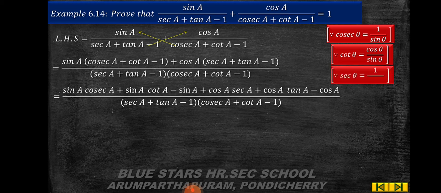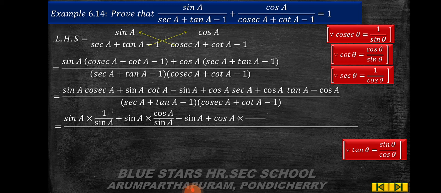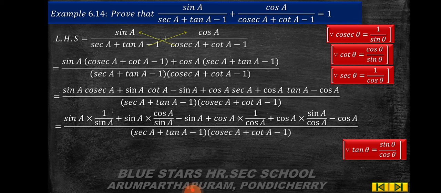Then secant theta is equal to 1 by cos theta and tan theta is equal to sin theta by cos theta. So substitute those values in the equation. You get sin A into 1 by sin A plus sin A into cos A by sin A minus sin A plus cos A into 1 by cos A plus cos A into sin A by cos A minus cos A, divided by secant A plus tan A minus 1 into cosecant A plus cot A minus 1.